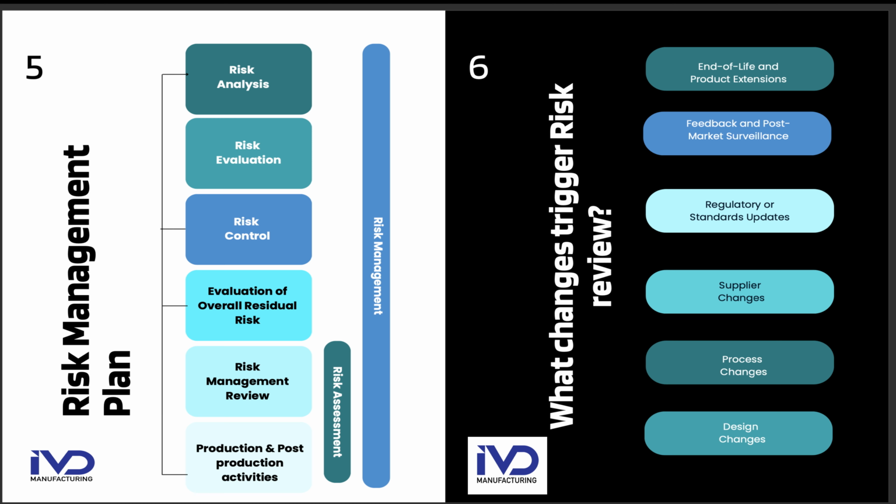As you know guys, whenever we do a risk analysis, there are a few risks which are left after performing a risk control, which is called residual risk. So how this residual risk is going to impact your processes, products or systems, you need to evaluate the overall residual risk. The fifth step is the risk management review. And the last is the production and post-production activities. So the last two steps fall under the risk assessment.